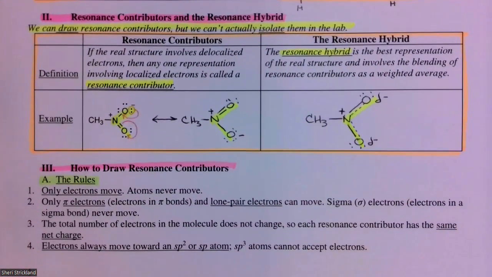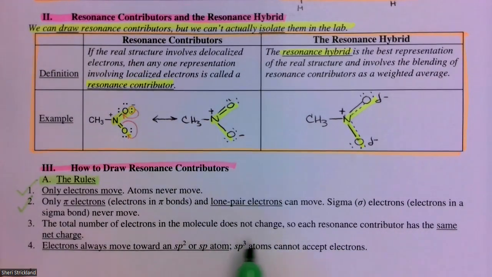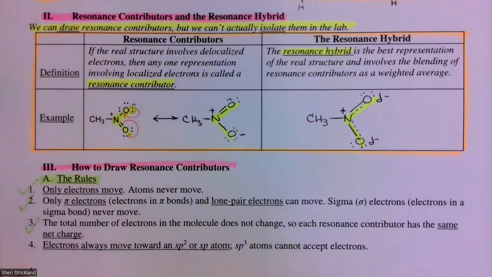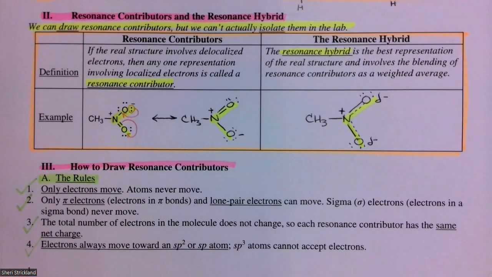In order to draw resonance contributors, we need some rules. The first thing we already talked about: only electrons move. The atoms never move. Only pi electrons and lone pair electrons can move. Sigma electrons never move. The total number of electrons in the molecule doesn't change, so each resonance contributor has the same net charge. And electrons always move toward an sp2 or an sp atom. sp3 atoms can't accept electrons. We'll see lots of examples as we go, but these are the basic rules, and we apply them in order.